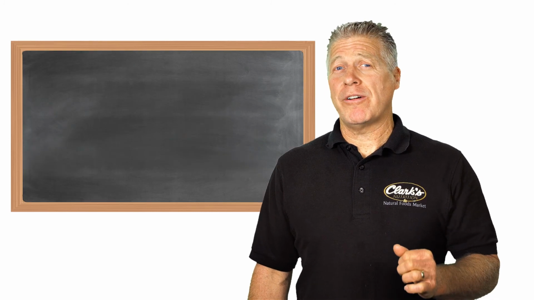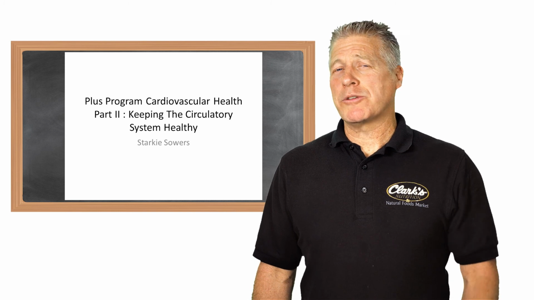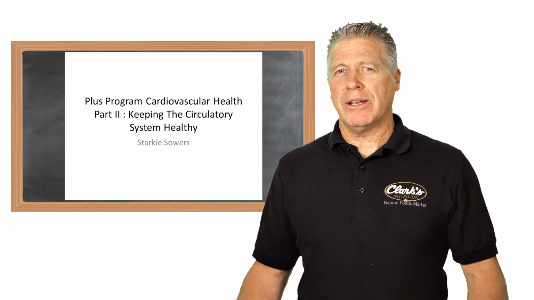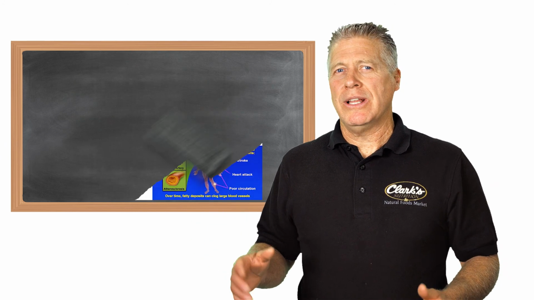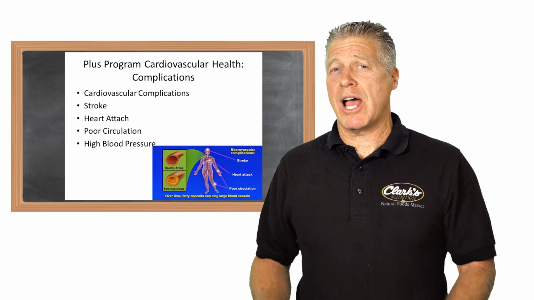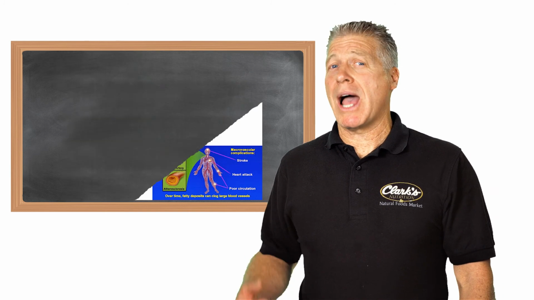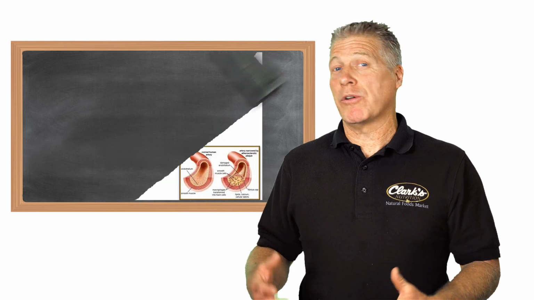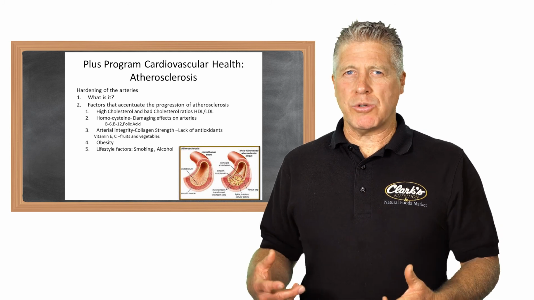And this is about cardiovascular health prevention, and it's the second episode. As we were talking about in the first episode, we were kind of wrapping it up and talking about cardiovascular disease and some of the situations that come about from that, such as stroke, heart attack, high blood pressure, as well as poor circulation. One of the things we were talking about was atherosclerotic plaque development, or the hardening of the arteries. And we talked about a couple of factors that accentuated that.